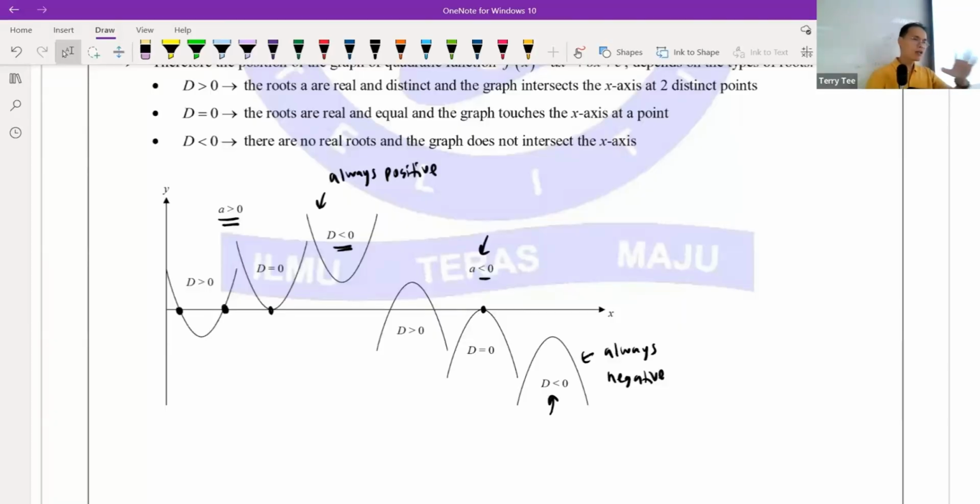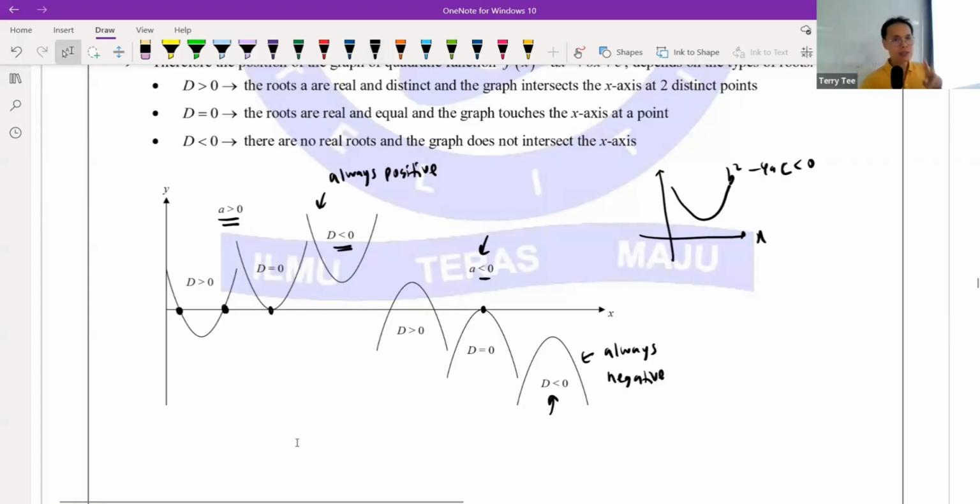Okay, I know some people, they didn't pay attention. They will still get messed up about this part. When I say the graph is always positive, the graph cannot touch the x-axis. When it cannot touch the x-axis, it has no solution. You try to solve it, there's no solution. If you have no solution, meaning it has no real root, your b squared minus 4ac must be less than 0. Okay, I hope you remember this.